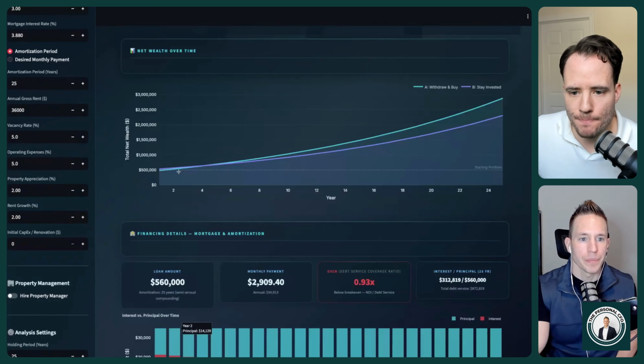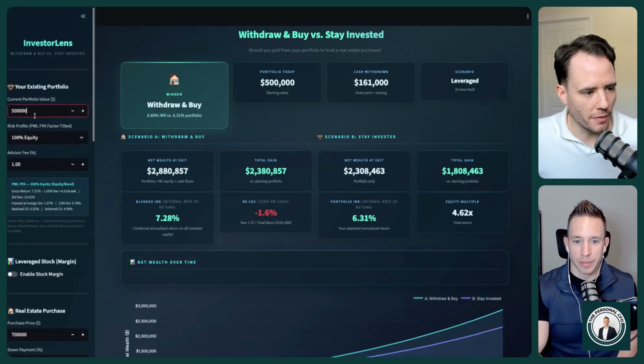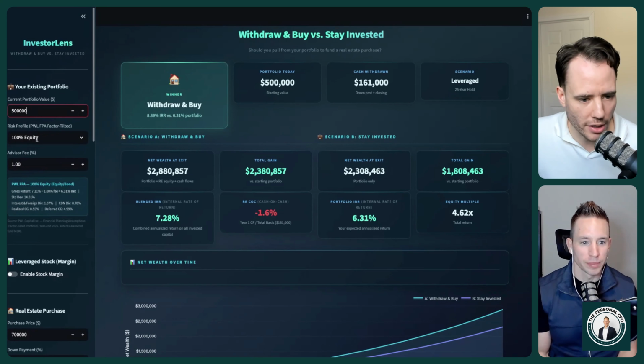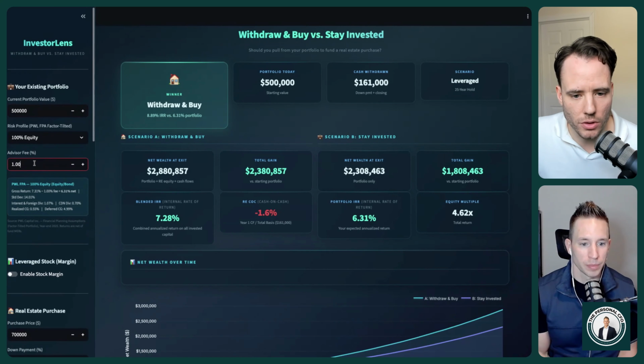Okay, so now we're going to cover what Sam has recently built, which is a calculator to help you make a better informed decision whether you want to invest in a real estate property or invest in the stock market. Let's do it. I want to walk you through some of the inputs. Assuming a current portfolio value of $500,000 and assuming a 100% equity portfolio.